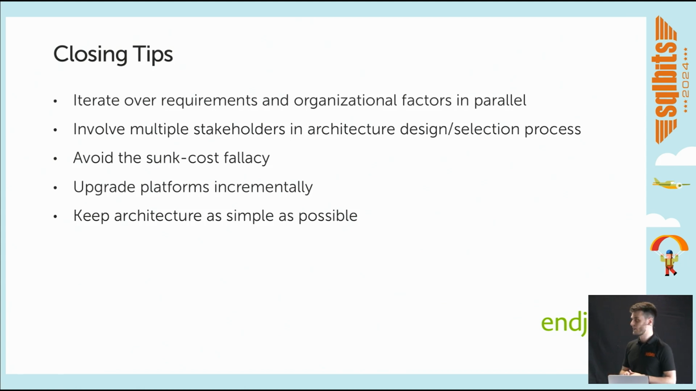Upgrade platforms incrementally. Don't try and do a whole migration at once. Pick certain small bits of functionality and upgrade the platform to try and prove your value. And finally, keep your architecture as simple as you can. I'm not saying only have one product in the mix. You might have a handful, but think about the maintenance going forward into the future. If you have 5 different products that are all just doing a small part of your architecture, that's going to be hard to manage, hard to keep track of.